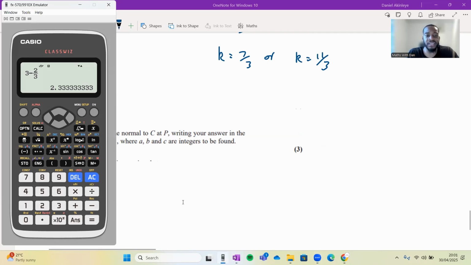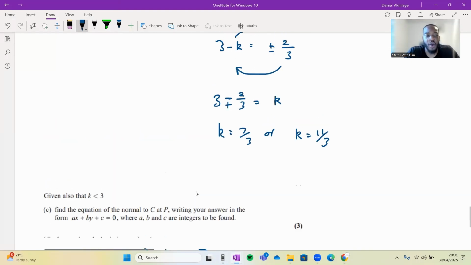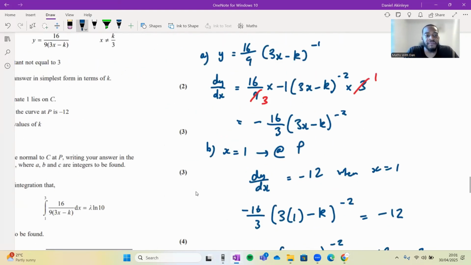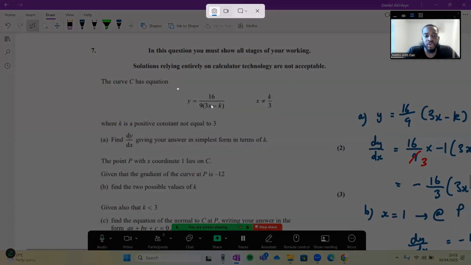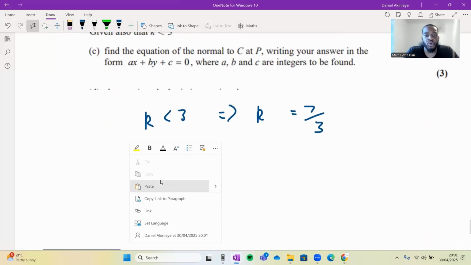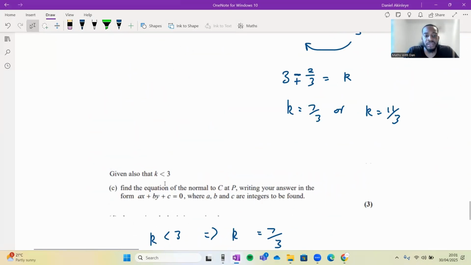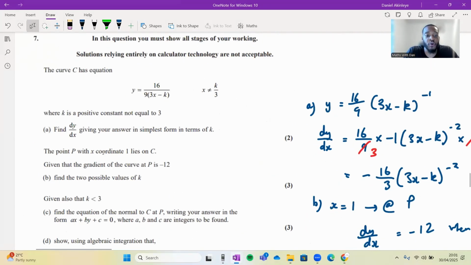So because k is less than 3, you're just going to say k is less than 3 implies that k must be equal to 7 thirds. So in our function here, we're going to be using k equals 7 thirds to figure out values and so on and so forth. So this is my original formula. Now we're looking for the normal at P, right? Remember from part B, the gradient of the curve at P was minus 12, wasn't it?